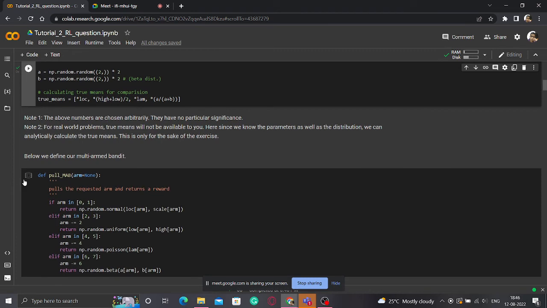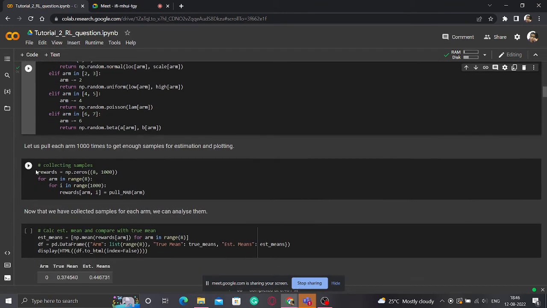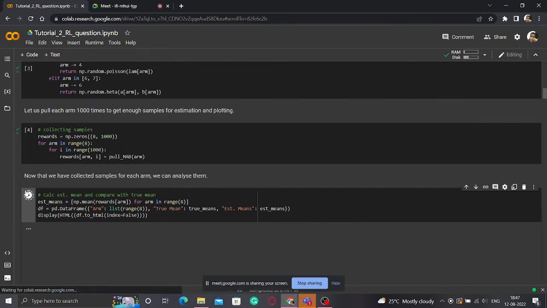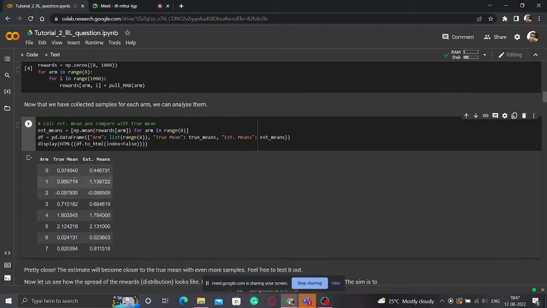Okay, so then this function is that you pull an arm, and based on one of the distributions, it gives you a reward. So what we'll do is first pull each arm 1,000 times and see what mean we get. I've given the distribution. So this is the true mean and this is the estimated mean. You can see that these are pretty close to each other.